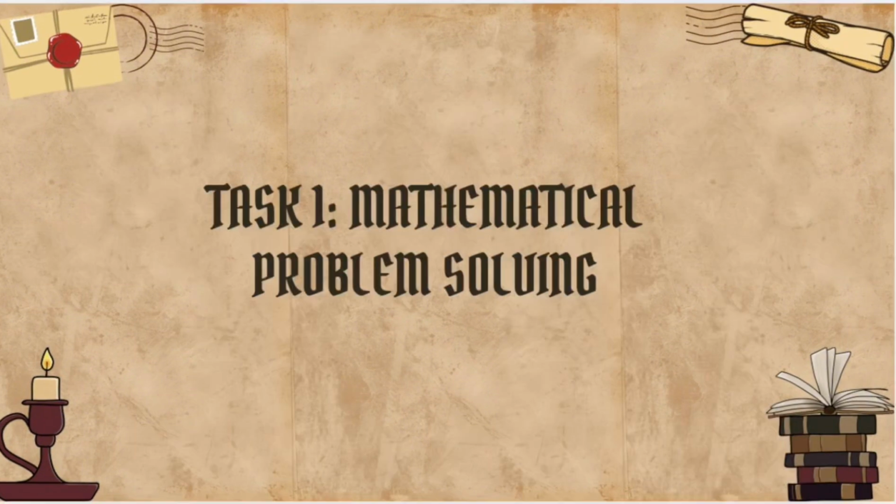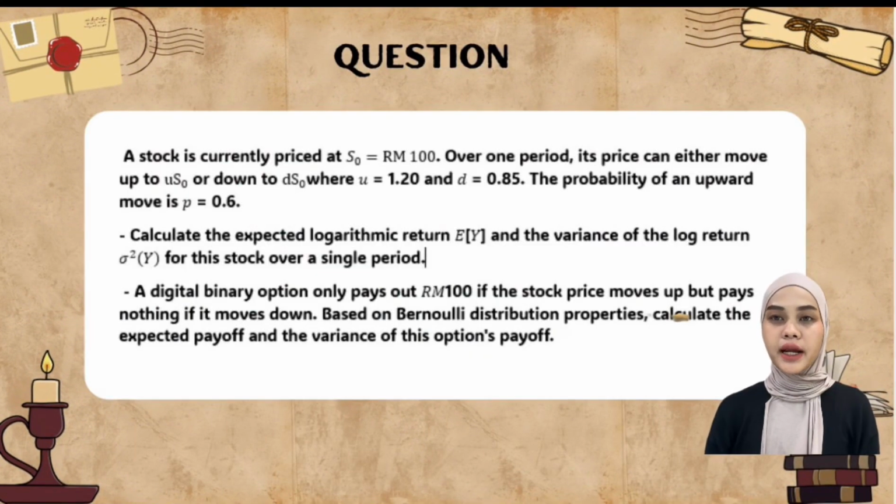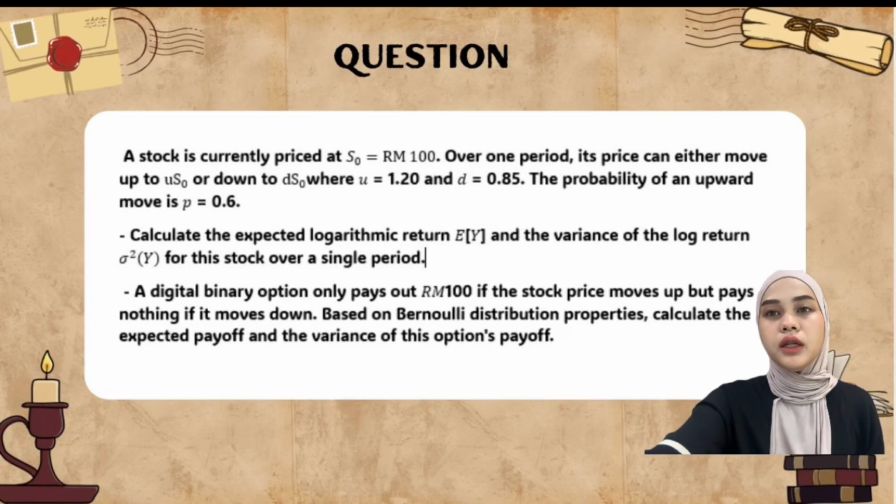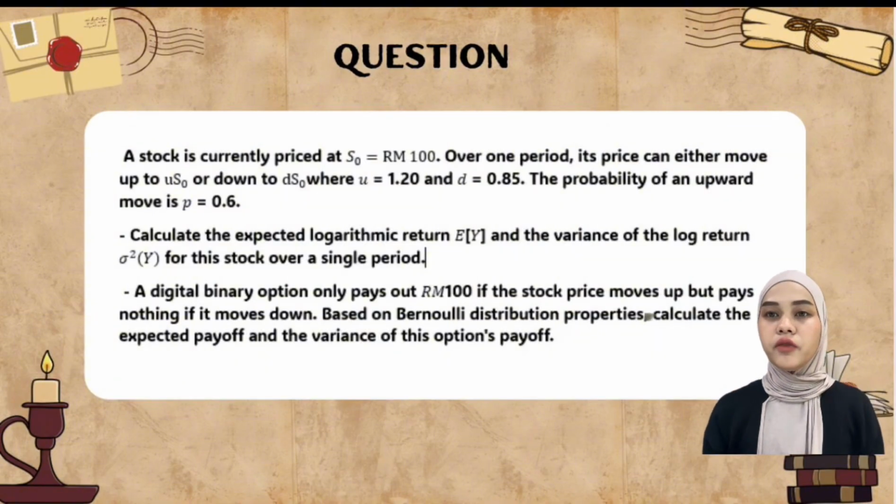S78659. In this question, the initial stock price is RM100. The stock can either move up or move down in one period. If the stock moves up, the price becomes RM100 multiplied by 1.20, equal to RM120. The value 1.20 comes from the up factor U equal to 1.20. If the stock moves down, the price becomes RM100 multiplied by 0.85, equal to RM85. The value 0.85 comes from the down factor D equals 0.85. The probability of an upward movement is given as P equals 0.6. So the probability of a downward movement is 1 minus 0.6 equals 0.4.